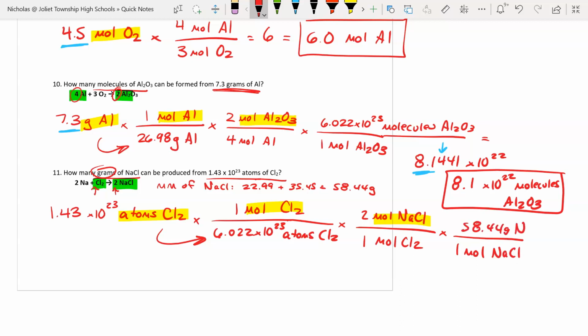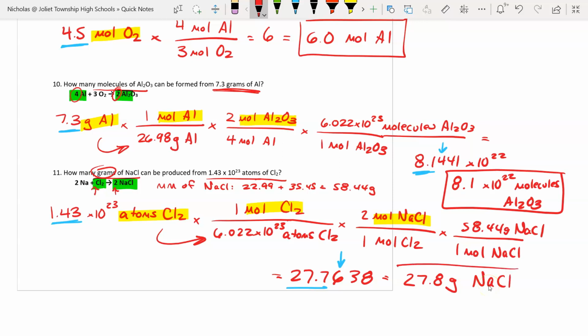58.44 grams. And when I multiply that out, I get 27.7638. Looking at our answer, looking at our given, we have 3 sig figs. So underline the first 3 figures and look at the fourth. So I'm going to round this to 27.8 grams of sodium chloride. And that was the last problem.